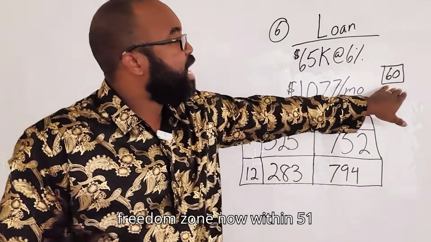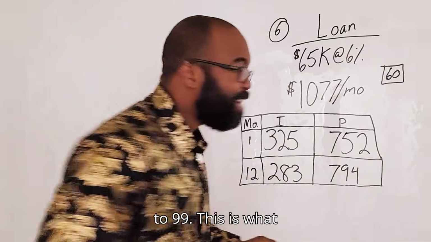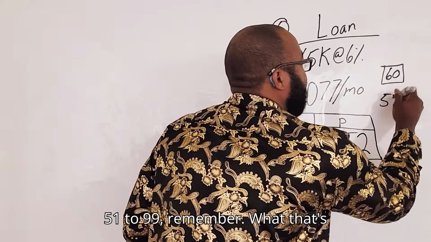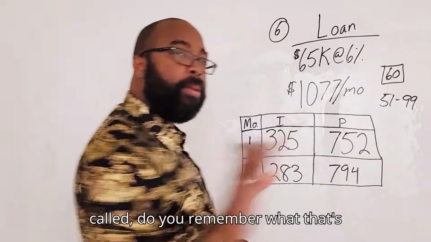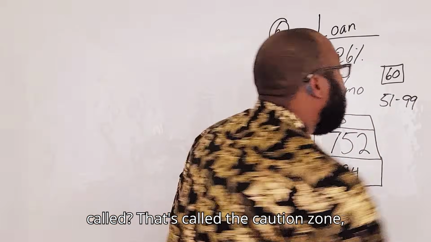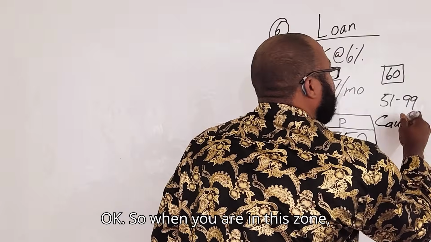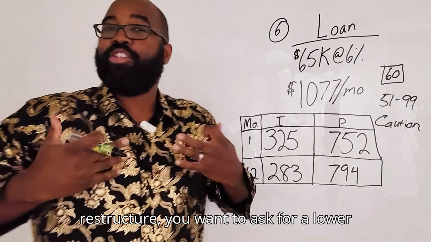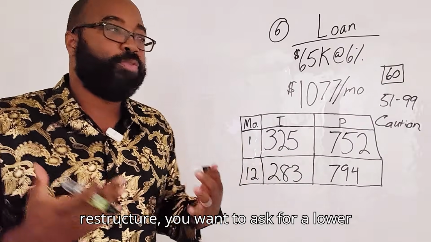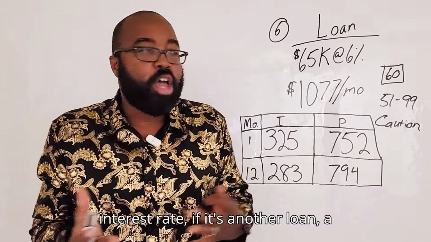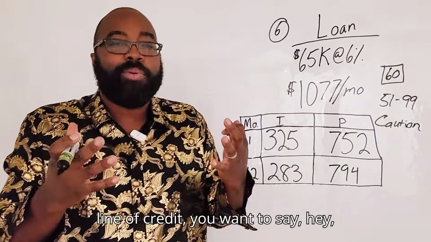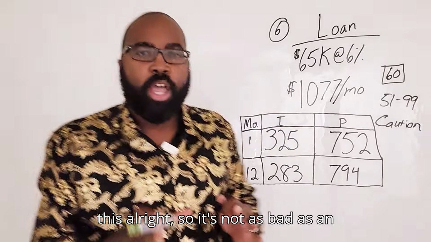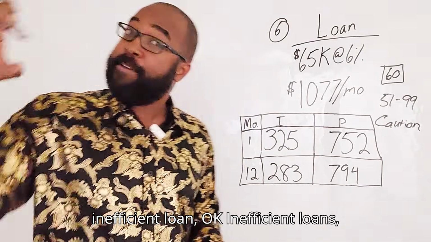Now, this particular loan falls between 51 to 99. Do you remember what that's called? That's called the caution zone, okay? So when you are in this zone, that means you want to either restructure or ask for a lower interest rate. If it's another loan, a line of credit, you want to say, hey, how can I get more cash flow from this? All right. So it's not as bad as an inefficient loan.